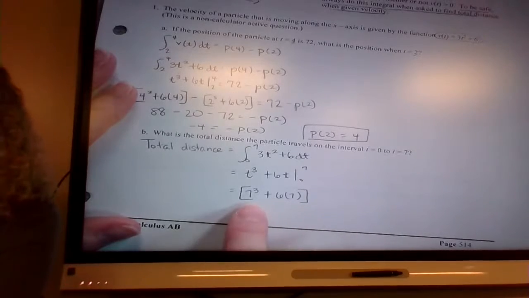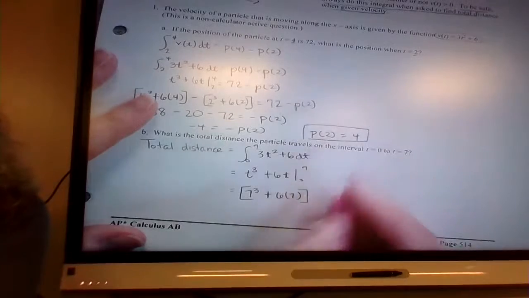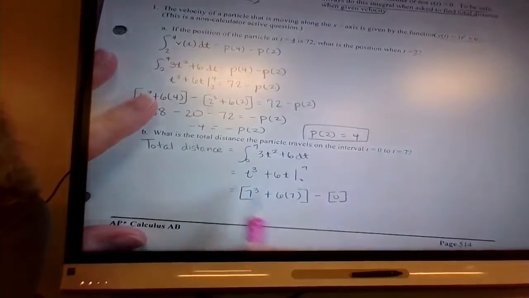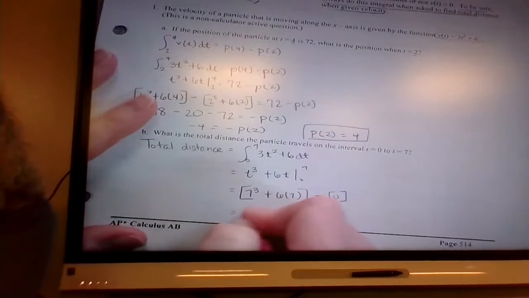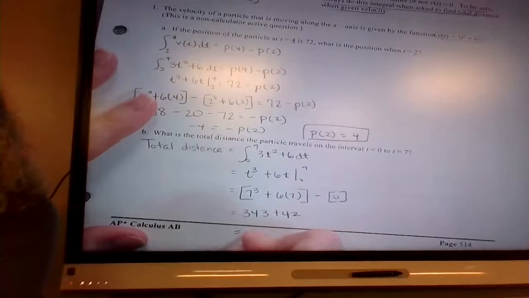This is 343, and I have to think about that one. Anyway. And then these are all just going to zero out, minus 0. Okay, so that's 343 plus 42, which is 385.